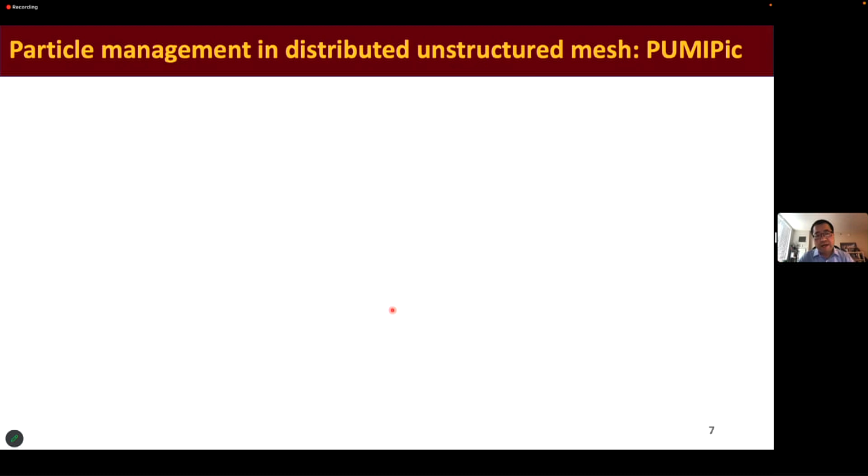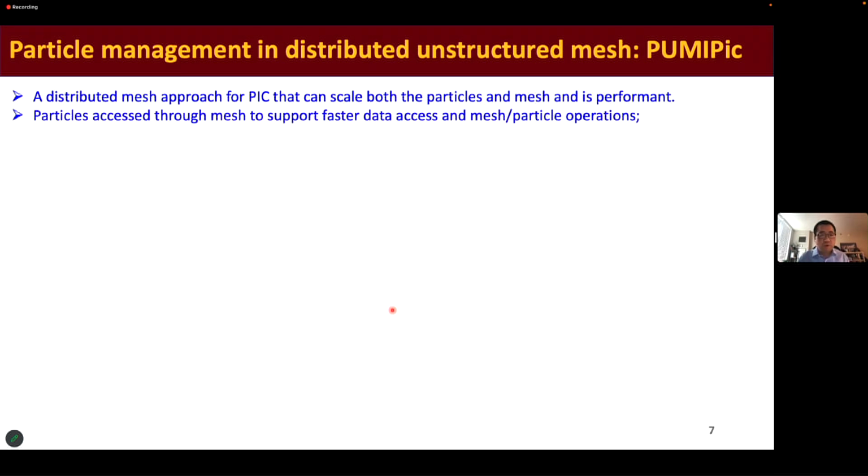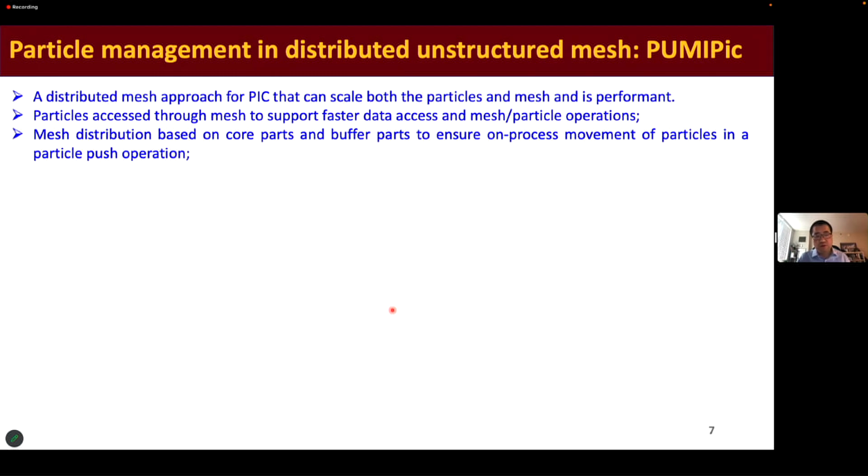And then let's talk about particle management, because it's a particle in cell code. We always have particles, and the particles interact with the mesh. So our approach is a distributed mesh approach for particle in cell. Because particles are accessed through the mesh, we have a mesh-centric approach. The idea is to support faster data access and batch particle operations because of better data locality. We'll discuss this later in the performance section.